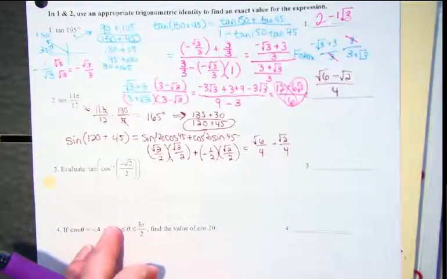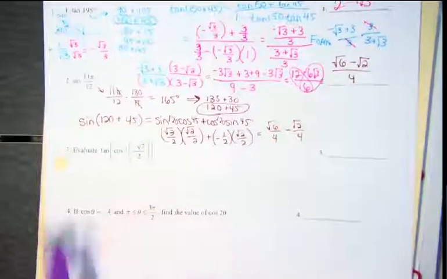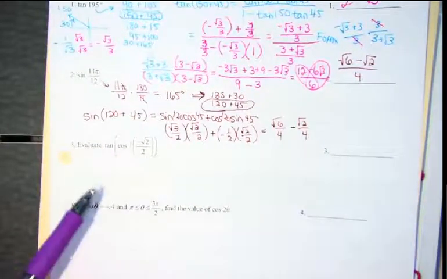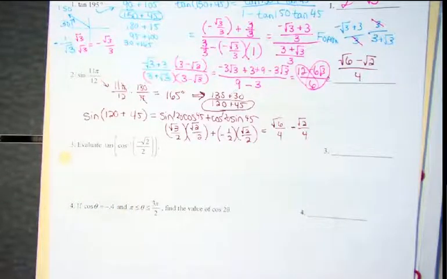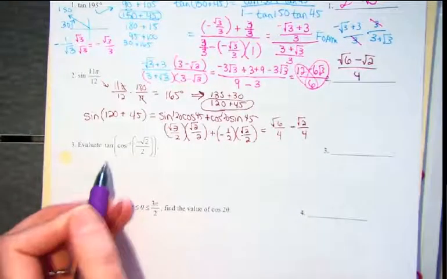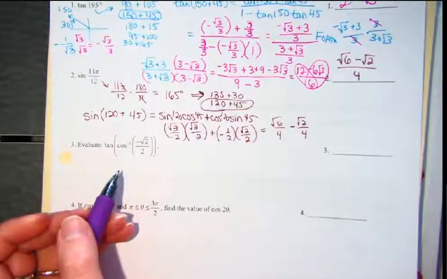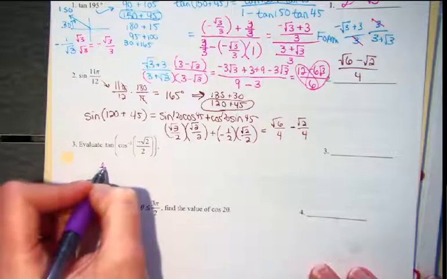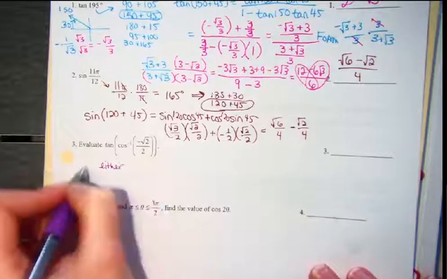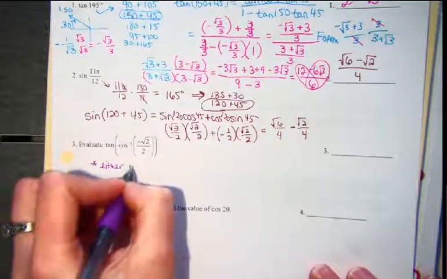I think you'll like question 3 even better. It asked me to find the tangent of the angle whose cosine is negative root 2 over 2. Do I need to be in degree mode or radian mode for this? Write down here that we can be in either mode.